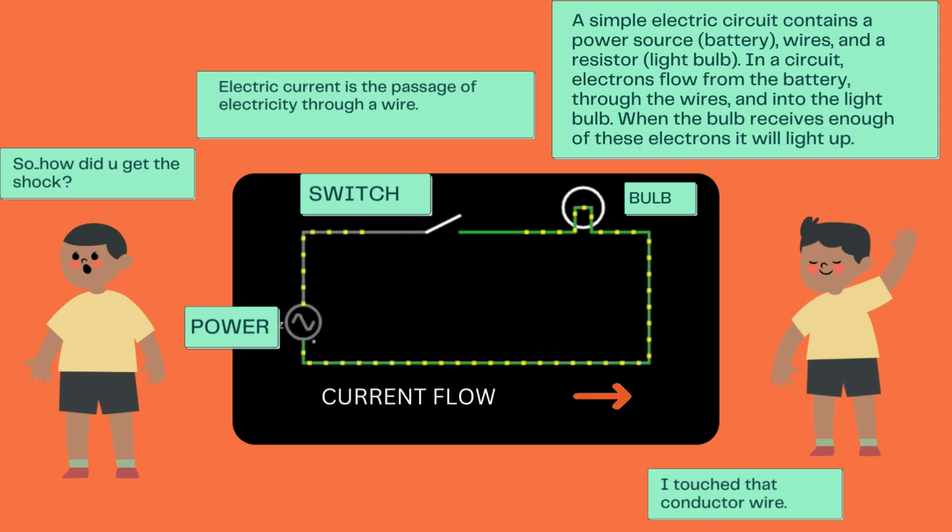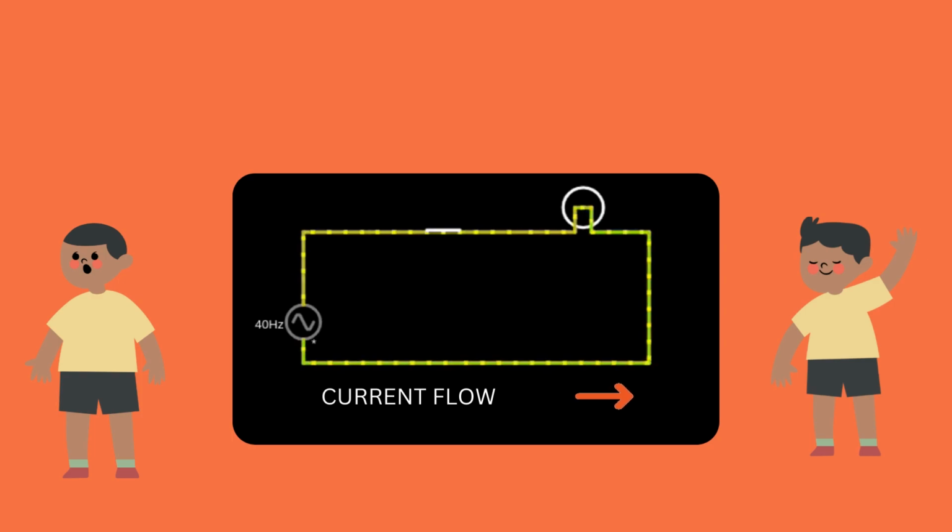This electric circuit contains a power source, battery, wires, and a resistor, light bulb. In a circuit, electrons flow from the battery, through the wires, and into the light bulb. When the bulb receives enough of these electrons, it will light up.